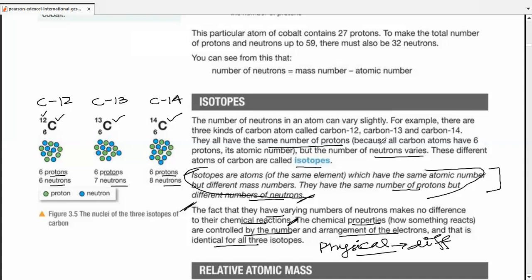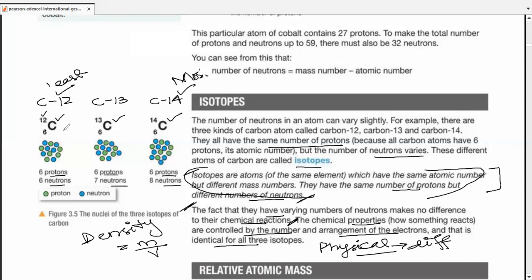What do you mean by different physical properties? For example, the easiest example would be density. Density depends upon mass over volume. The mass for these three isotopes is different. This one is the lightest isotope, this one is the heaviest. This one is the least dense isotope, and of course, this one is going to be the most dense isotope. That's because of its mass. The more neutrons, the heavier the isotope is going to be. The fewer neutrons, the lighter the isotope is going to be.